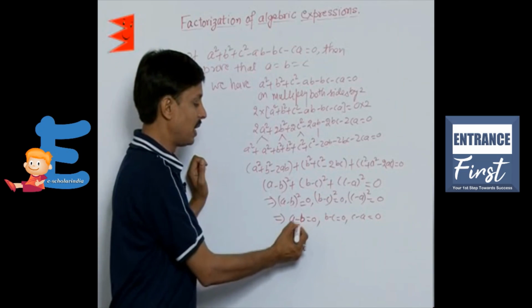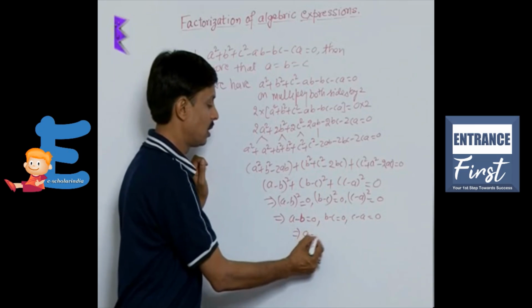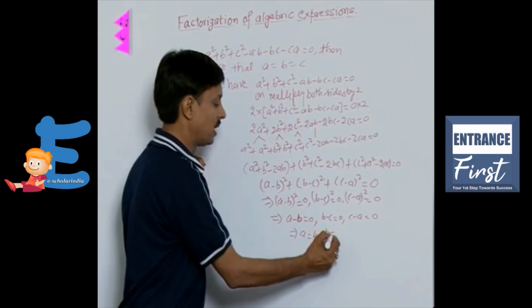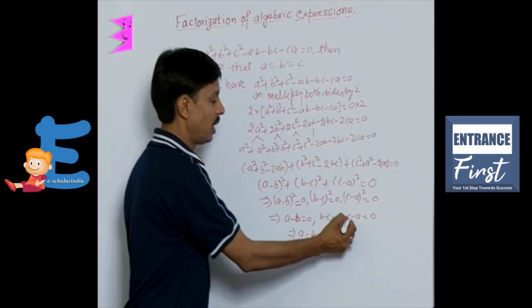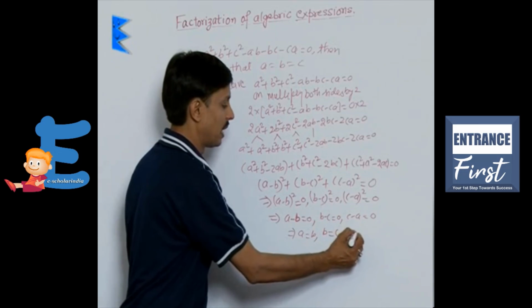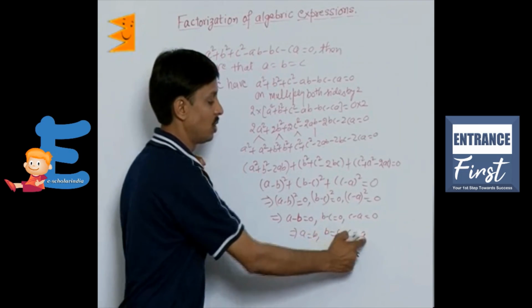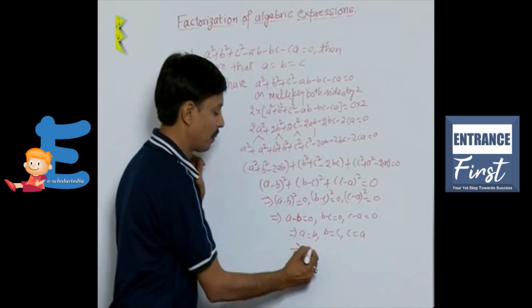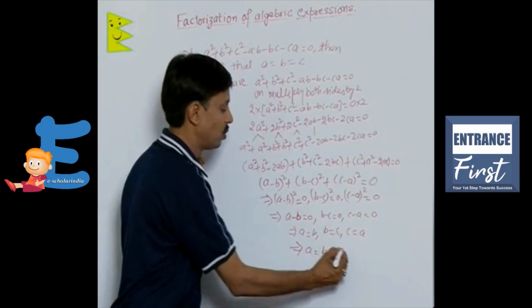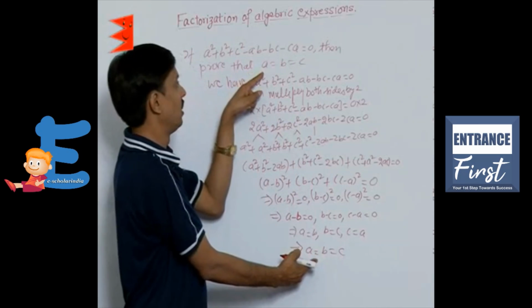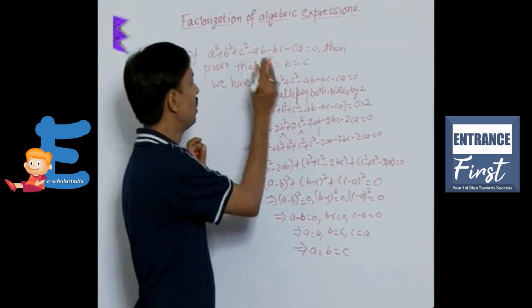If a minus b is 0, what does this imply? a is equal to b. If b minus c is 0, what does this imply? b is equal to c. If c minus a is 0, what does this imply? c is equal to a. So a is equal to b, b is equal to c, c is equal to a. What does this imply? a is equal to b is equal to c. This is our required relation that we wanted to show.